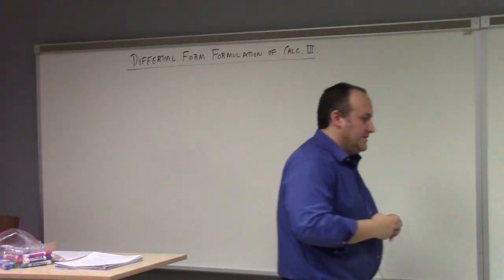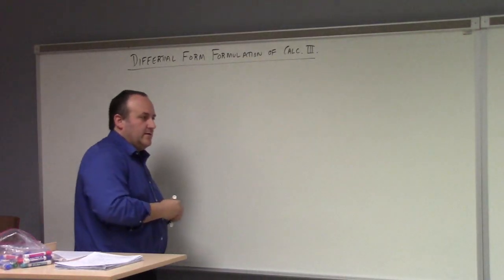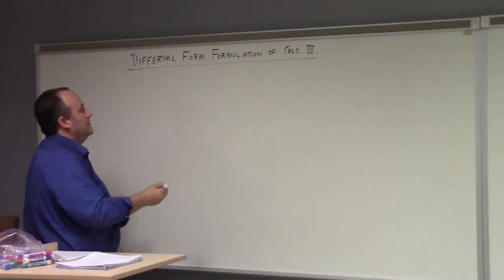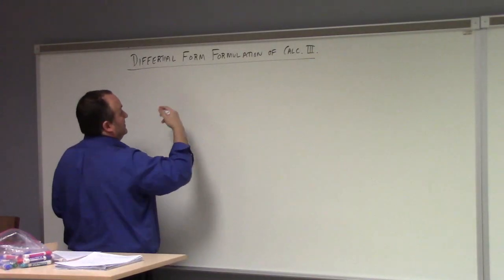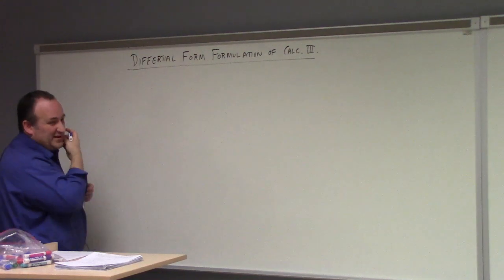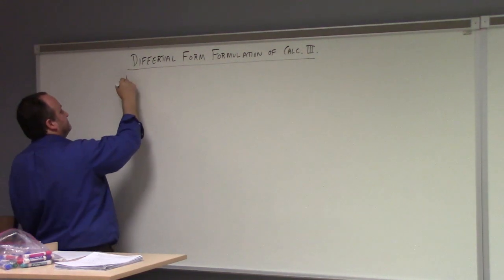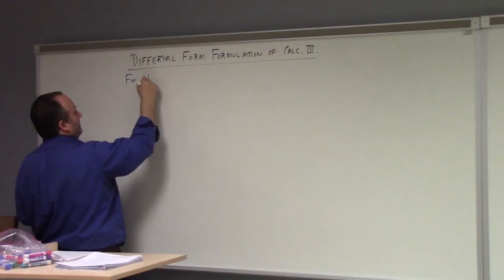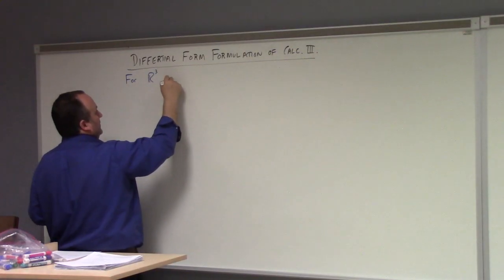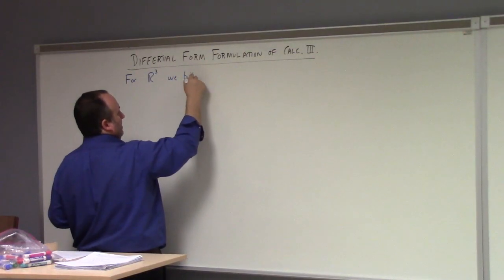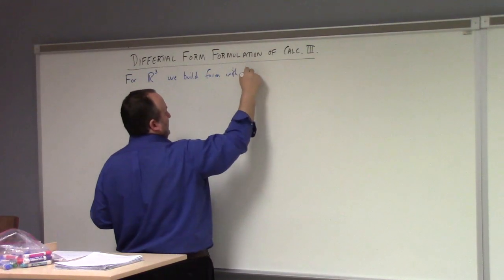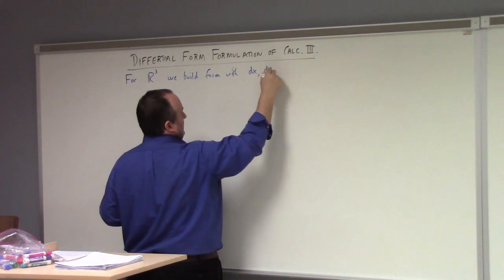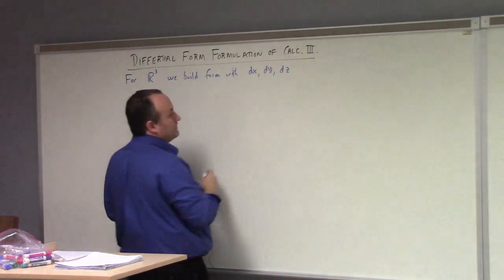And the basic ingredients are just the forms themselves. So we'll talk about the differential forms on R3. All right, so for R3, we build forms with basically dx, dy, and dz.